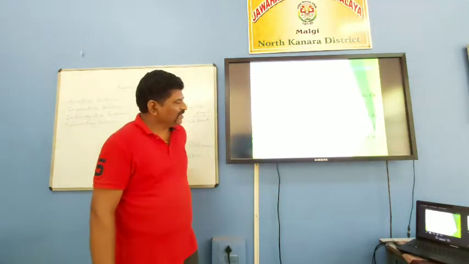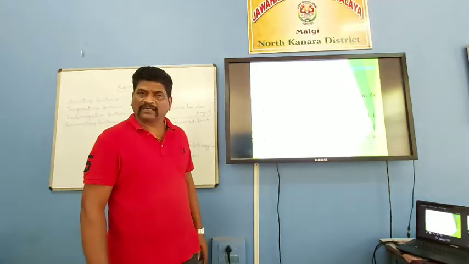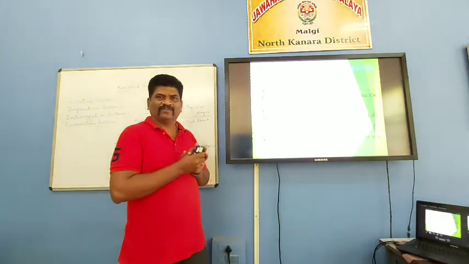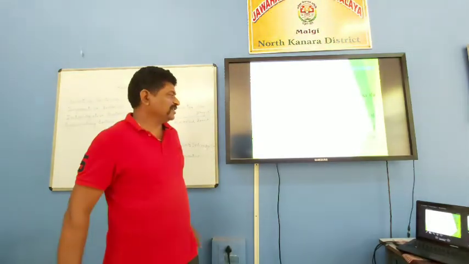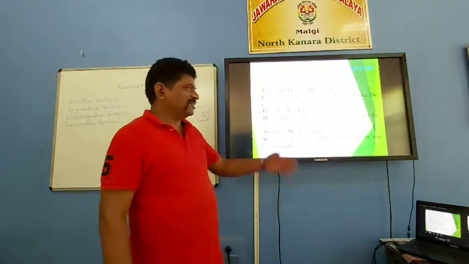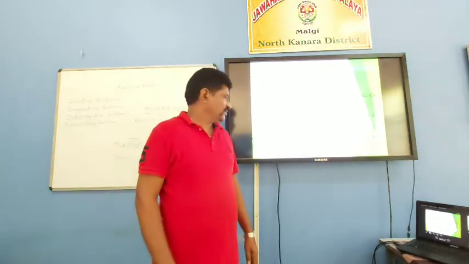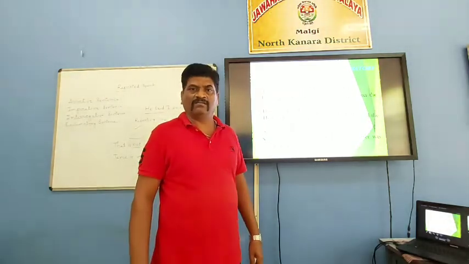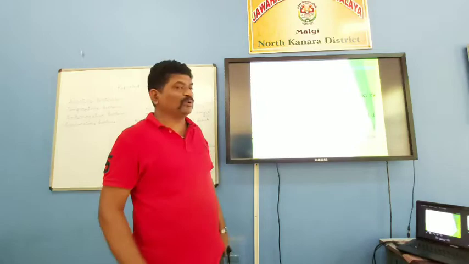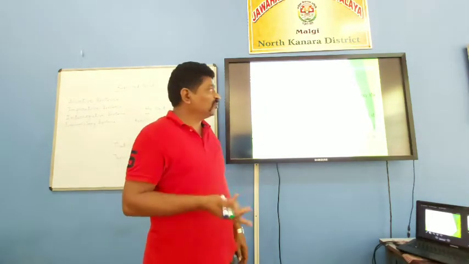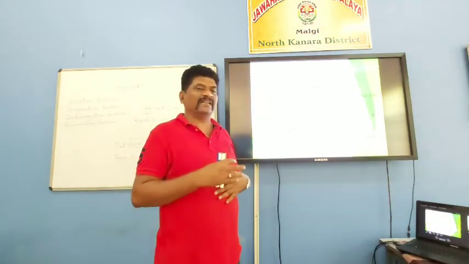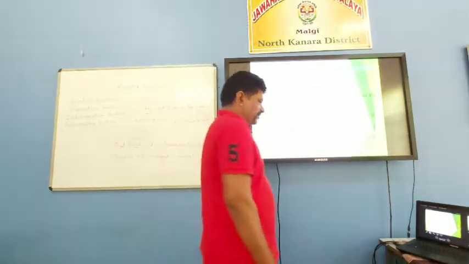Coming to the third one, she said, "What a beautiful flower." So it is an expression of surprise. She exclaimed with wonder that the flower was very beautiful. So with these examples we will come to know how to convert exclamatory sentences into indirect speech.